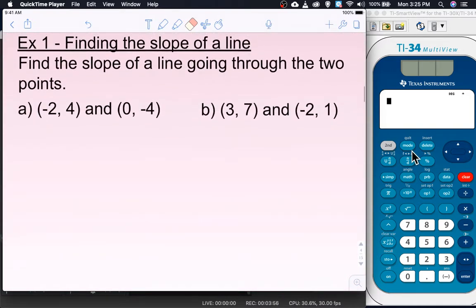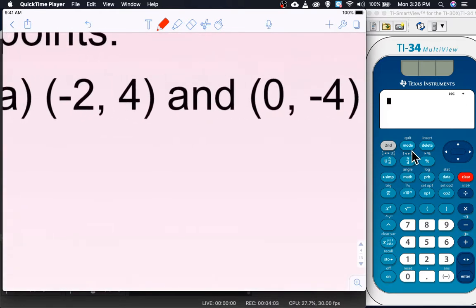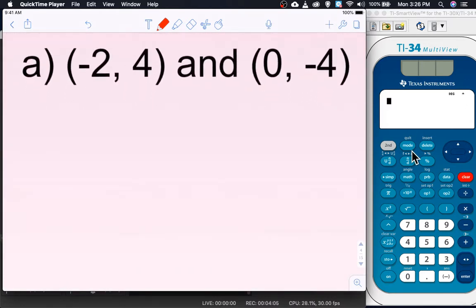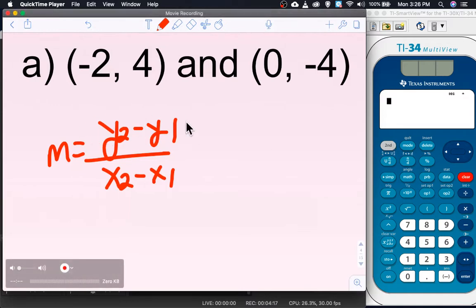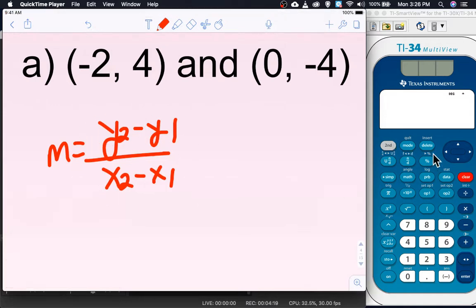Now, let's actually find it. So the first few problems here are just find the slope of the line that goes through these 2 points. So the first thing I like to do is I like to write down the formula. So m equals y2 minus y1 over x2 minus x1. Y is on top, x is on bottom.